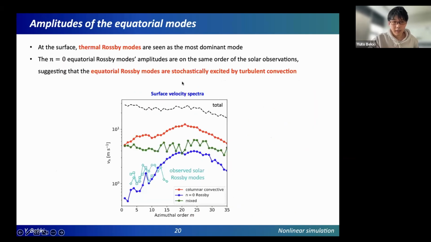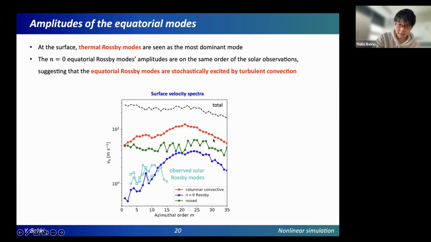All right, and the amplitudes. So amplitudes can only be studied with the nonlinear calculations. In our model, these inertial modes are stochastically excited by turbulent convection and also damped. The nonlinear saturation also comes from turbulent convection. So we didn't use any trick to control the amplitude. And this is the velocity spectra for different modes for different m at the surface.